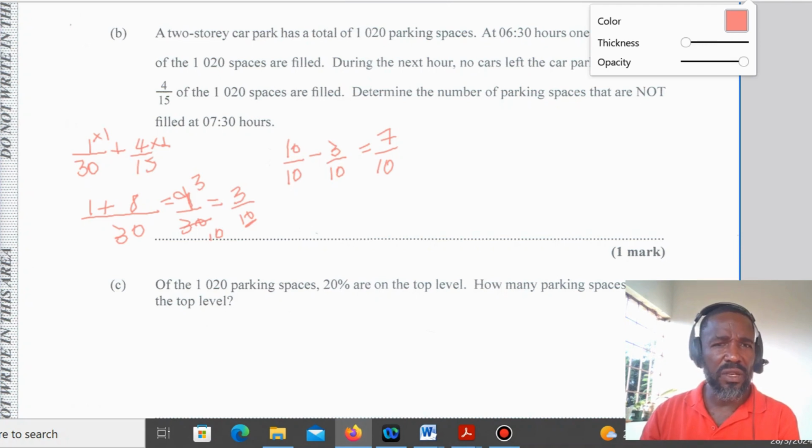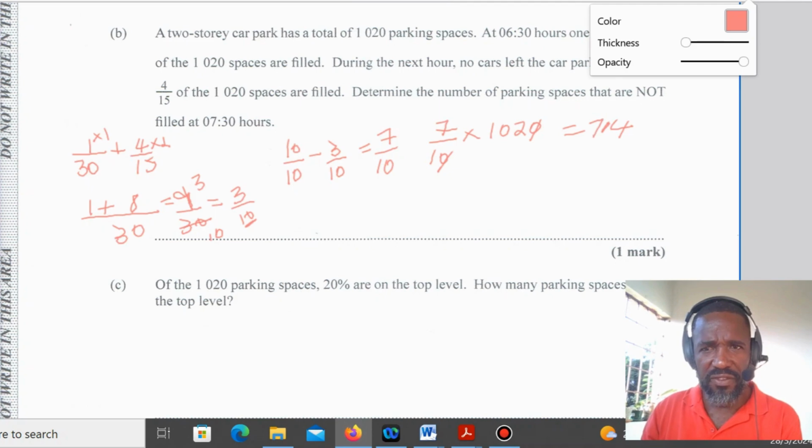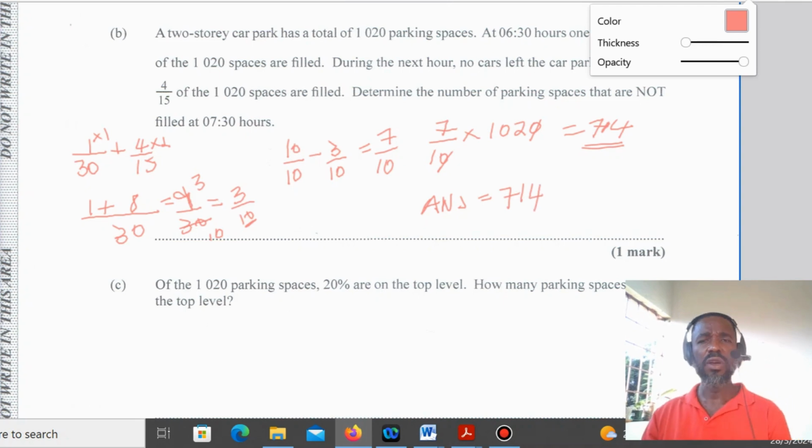So what we actually want is the number of parking spaces that were not filled. So we know 7 out of 10, the fraction of the whole, was not filled. So therefore, we can say 7 over 10 multiplied by 1,020. So here we have 0 will cancel 0, and then we simply multiply 7 times 102. So 7 2s will give us 14. So write down the 4 here. 7 times 0 is 0, so we add the 1, and then 7 1s is 7. So therefore, at 7:30, your answer for that one is 714 spaces were not filled.